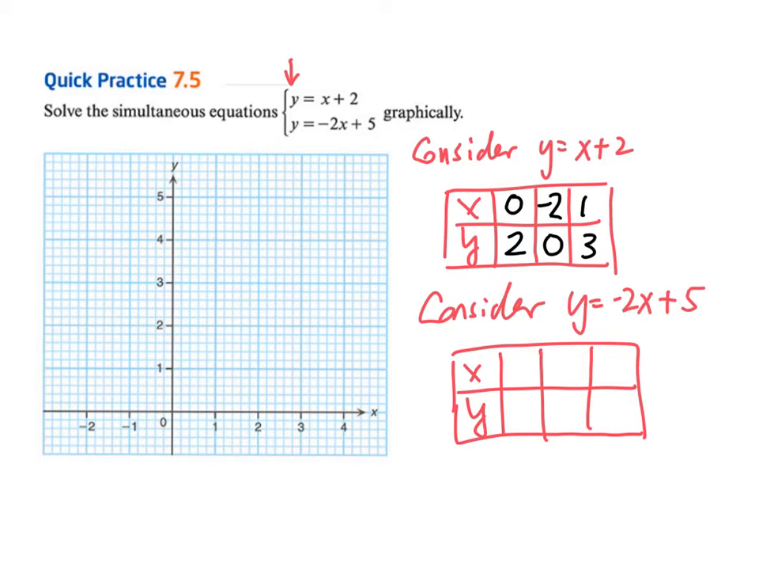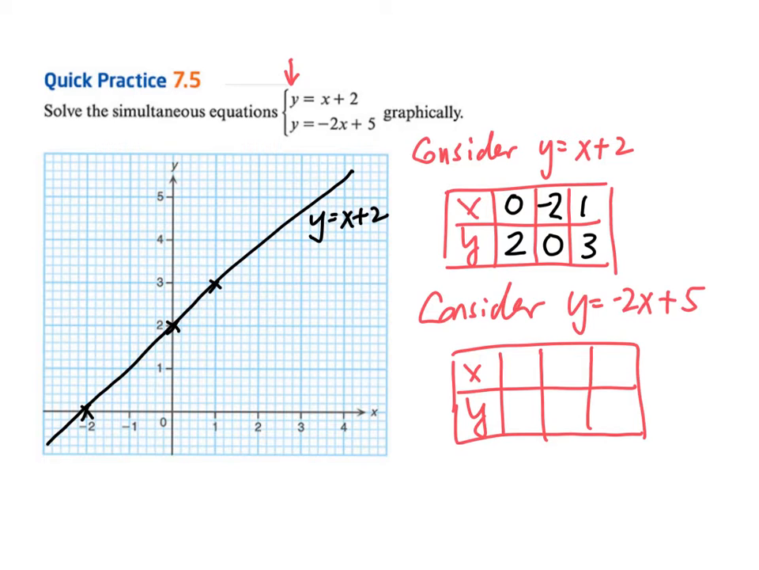And then I can put the points. 0, 2 is somewhere here. Negative 2, 0 somewhere here. And then 1, 3 is somewhere here. And then you can draw the line. And then remember to label it.